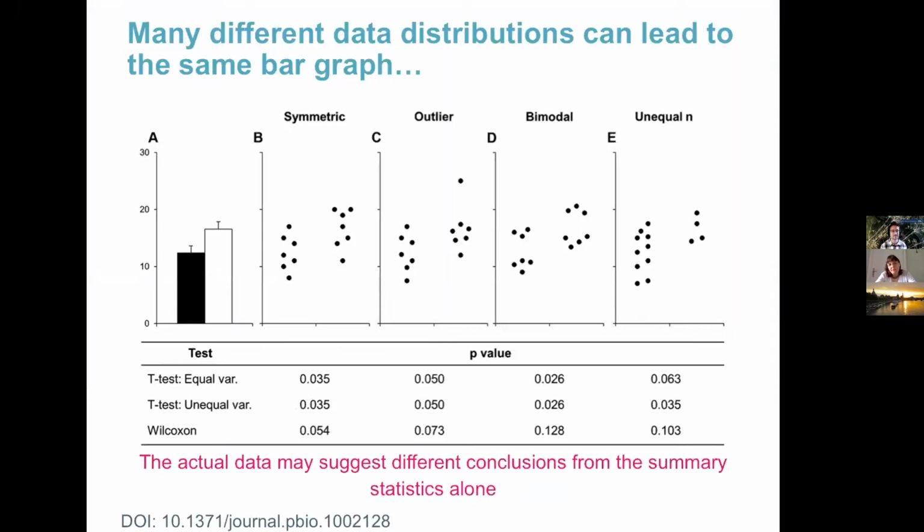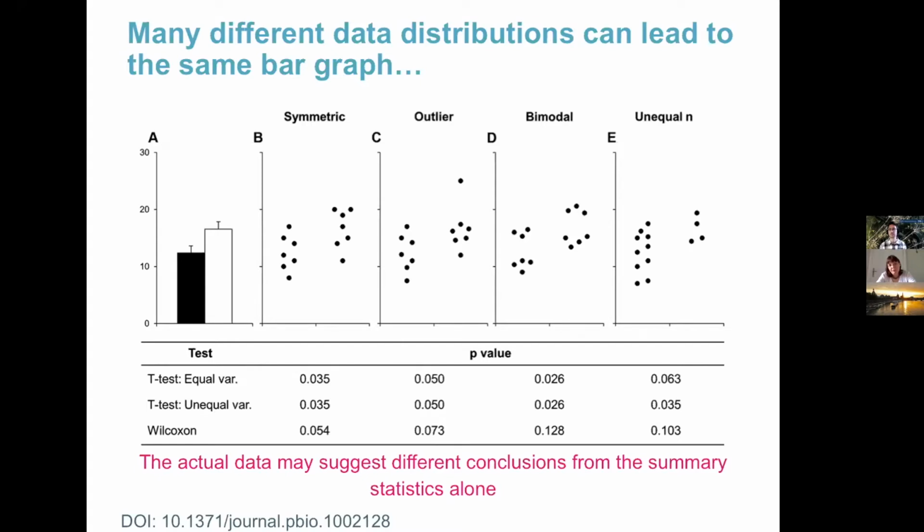One of the reasons for this is that many different data distributions can lead to the same bar graphs, and the actual data may suggest different conclusions from the summary statistics alone. So here I have a bar graph on the left, and then I have 4 different dot plots of different data sets that would give me this same bar graph on the right. And the first thing I can see here is that the sample sizes are very, very small. There's a lot of uncertainty in this data set, and I shouldn't be too confident in the conclusions.